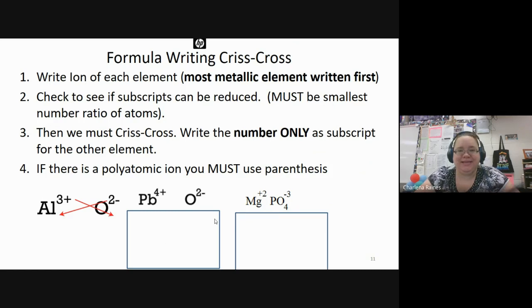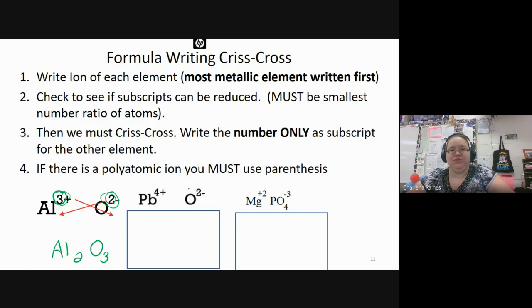So the easiest way to do it is to look at the charges and ask yourself, well, do they equal 0? If they don't, like my 2 and my 3, I add them up, they don't equal 0. And if they're not both divisible by a 2, 3, or 4, then we just swap and drop. We take what is the exponent for the aluminum, and we give it as a subscript for the oxygen. We take what is the exponent for the oxygen, and we give it as a subscript for the aluminum. This is the easiest method to write your chemical formulas.